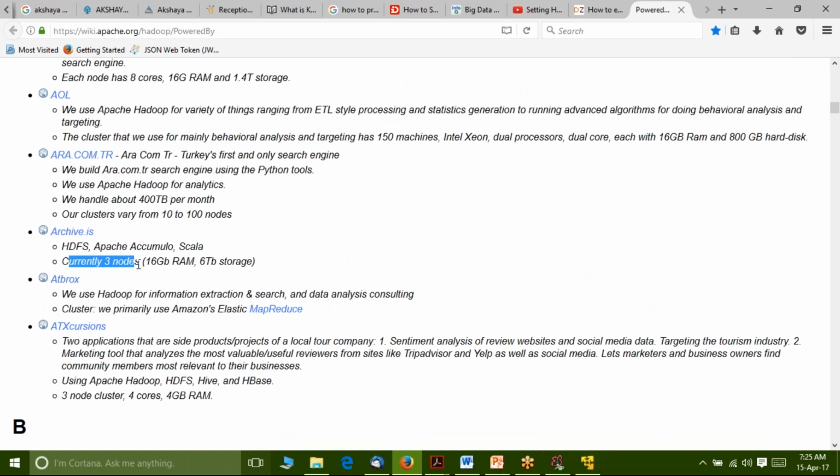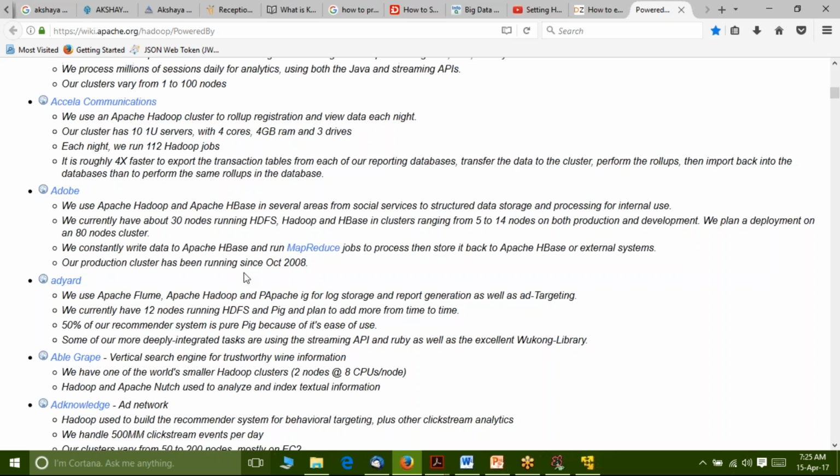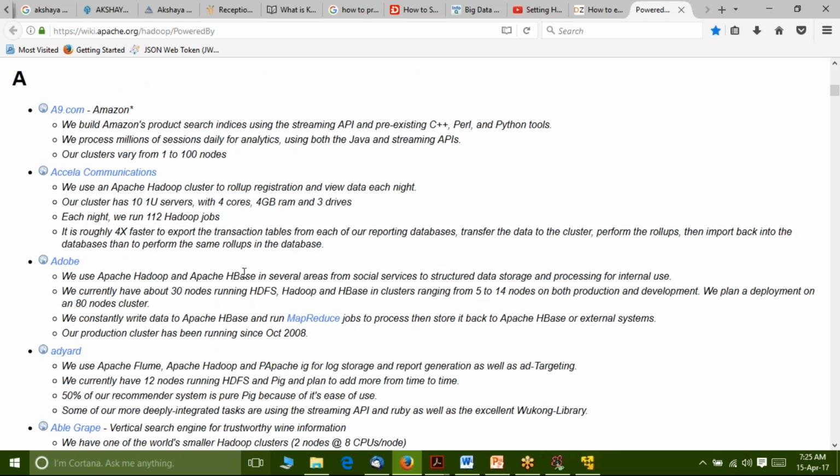They currently have 3 nodes only. You see this company, they have only 3 nodes. Still they have a Hadoop cluster. See this one? Each night we run 112 Hadoop jobs. So we come to know what my need is.